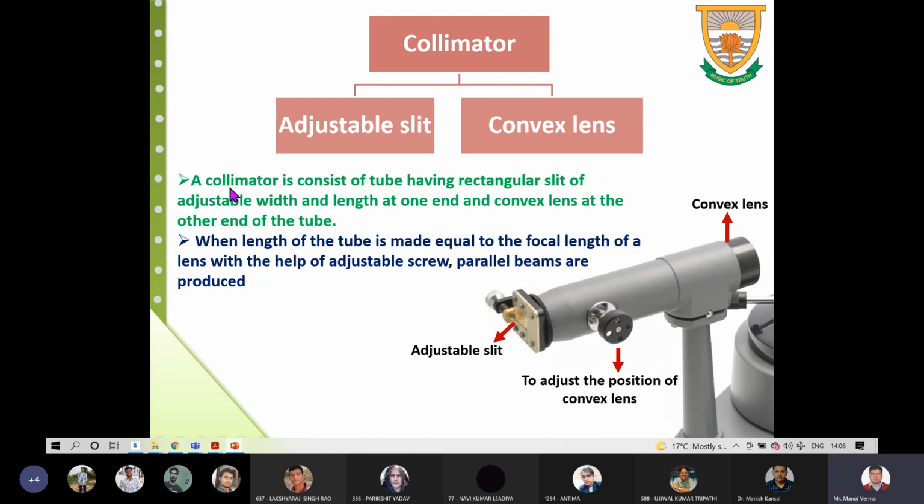Okay, so a collimator consists of a tube having a rectangular slit of adjustable width and length. Of course, I can change the length of the slit as well as the width of the slit at one end, and a convex lens at the other end of the tube. Now the physics part comes. When the length of this collimator tube is made equal to the focal length of the lens with the help of this adjustable screw, then parallel beams are produced.